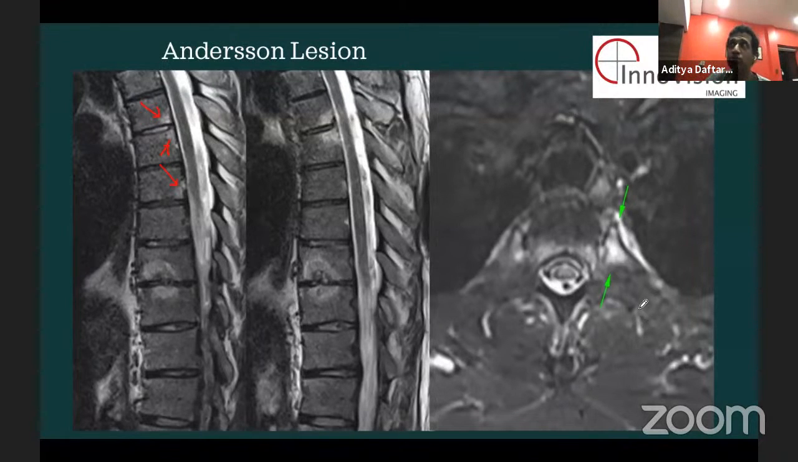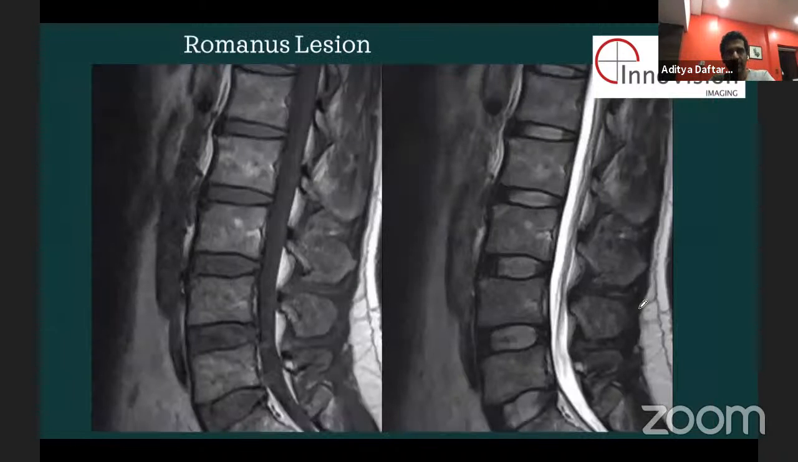So whenever you see Schmorl's nodes, remember to look carefully at the posterior end plates to see if there are edematous changes, because that can give you a sense that this could actually be an inflammatory spondyloarthropathy and not just an exaggerated Schmorl's node.